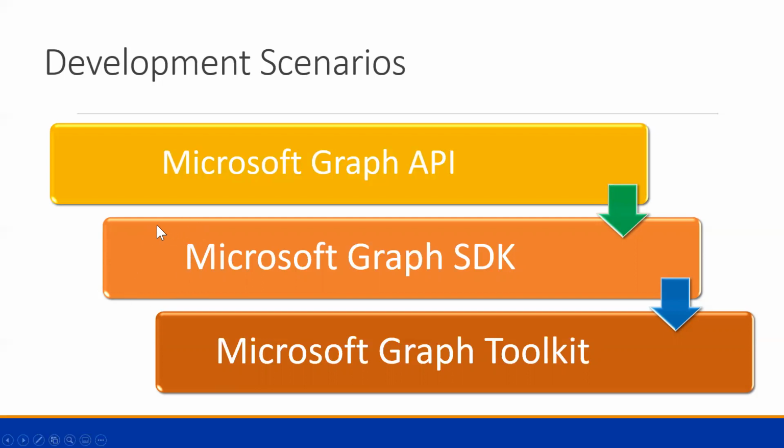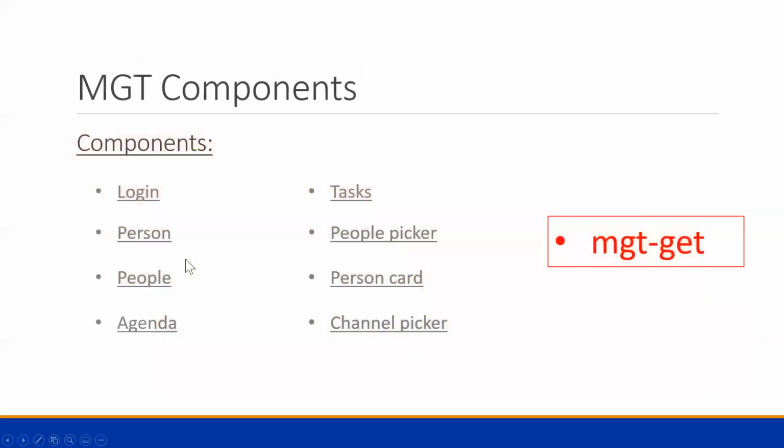A lot of things are easier seen than said. So let's get into the demo, and I'll show you a few things. Before that, this is the list of the components. We have login component, we have person, people, agenda, tasks, person card, channel picker. And the important one, MGT get. These are the different components which are implemented, and we'll have a demo of this.